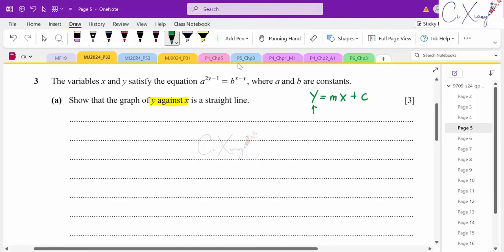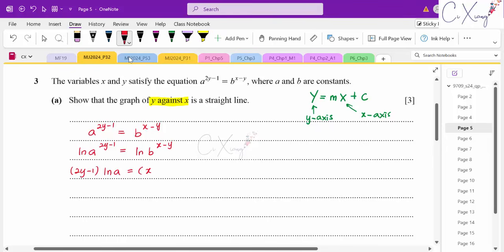And then usually the y here will be the variable that you draw on the y-axis, and the x here will be the variable that you draw on the x-axis. Okay, so let's have a try first. So this is my original equation. Take ln both sides, or log both sides also can. When you take log or ln both sides, you can pull the power in front to become a constant. So (2y minus 1) ln a equals (x minus y) ln b.